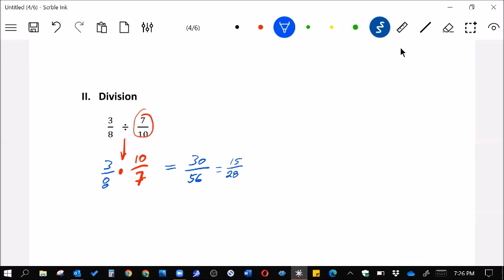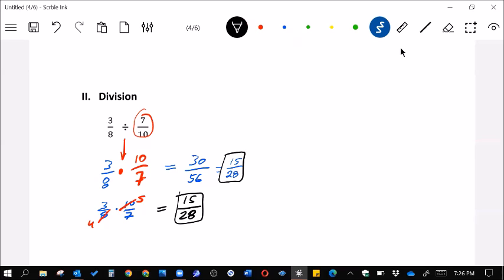Now, if I had done 3/8 times 10 over 7, if I had done 2 goes into 8 four times and into 10 five times, then I would have gotten the answer a little bit quicker, 15 over 28. Either way, I'm going to get 15 over 28. But the main thing here to focus on is the fact that the division changed to multiplying, and the second fraction, you make it the reciprocal.